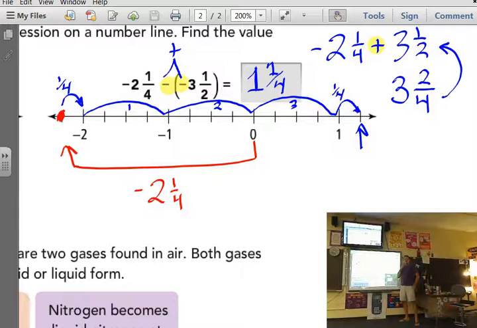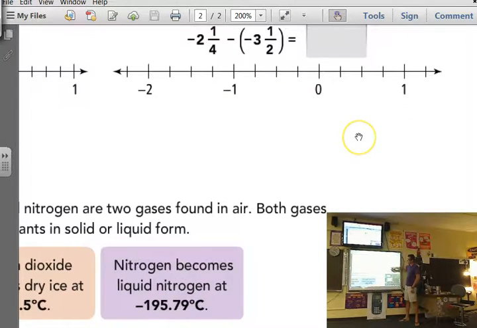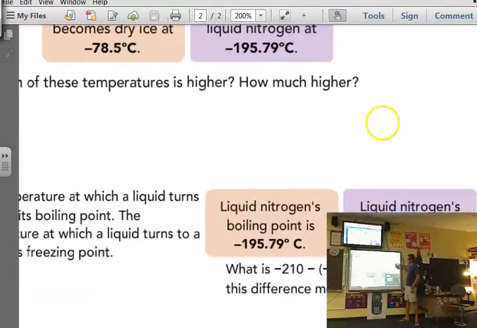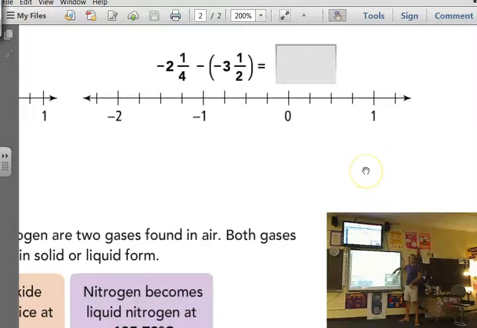Now, what if we didn't have a number line? How can we make this whole process way easier without using a number line? Well, we've got some decimal problems down here, and all of those are decimals, and you're going to see some decimal problems, but you're going to have fraction problems.